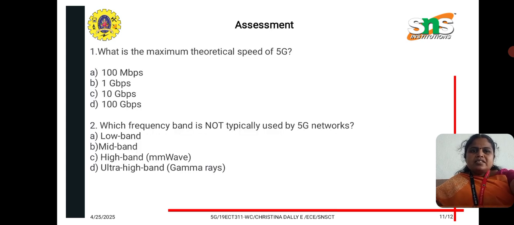These are the assessment questions we are going to discuss. What is the speed, and which type of frequency band is not used in 5G?